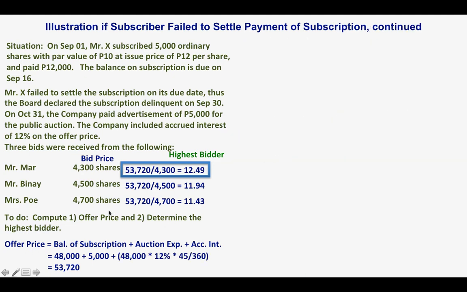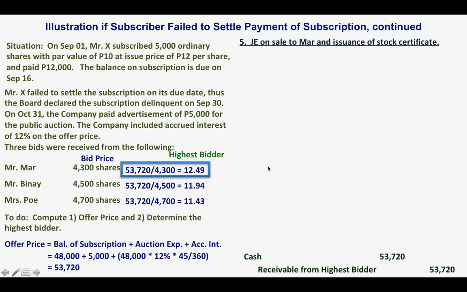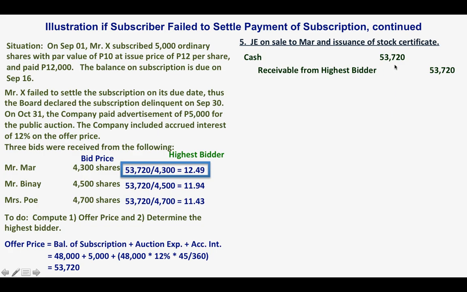So this is what we have. The next is now we are going to record the journal entry on the sale to Mar and the issuance of stock certificate. So in this case, we are going to receive cash from Mr. Mar, and the cash that we are going to receive is the offer price. So we will debit cash of 53,720 and credit receivable from highest bidder.